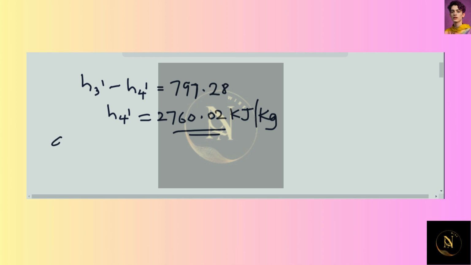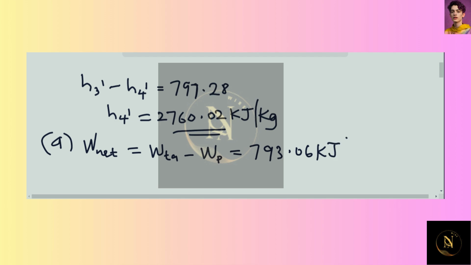For A, the net work, specific net work, is going to give us our actual turbine work minus the actual pump work. To do that, you have 793.06 kilojoule per kilogram. So that's that about that.